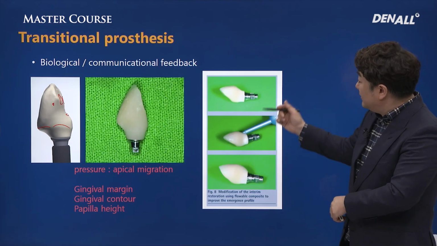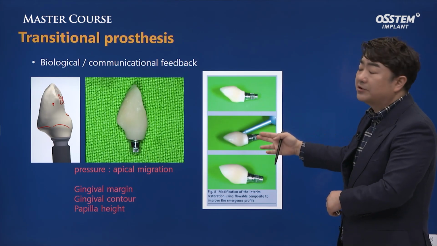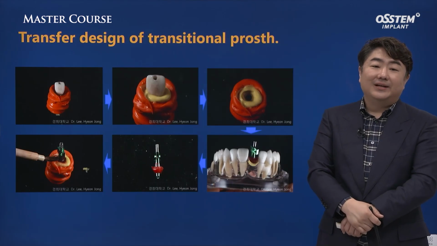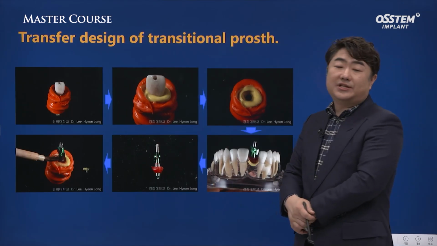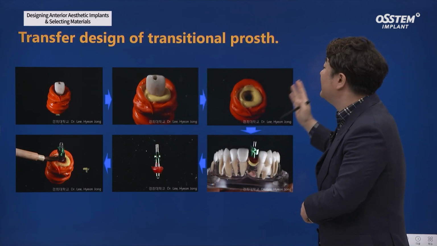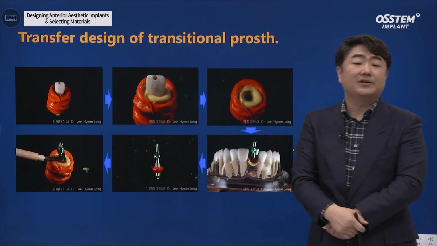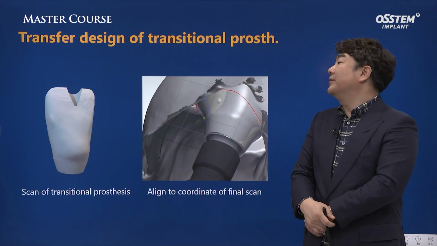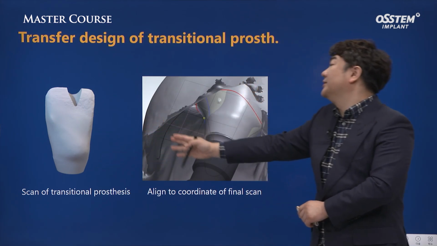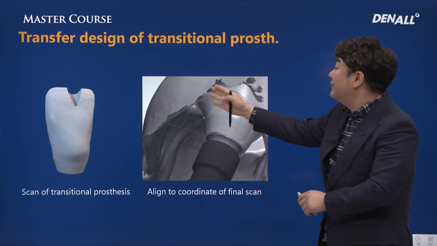As we all know, adding resin to the temporary is not a difficult thing. Once transitional prosthesis design has been complete, we need to get the same emergence profile with the final prosthesis as well. In the past, we would copy the lower part and make a custom impression coping. Using digital dentistry, you can scan transitional prosthesis and then align to coordinates of the final scan. Then you'll be able to reflect the design of a transitional prosthesis to final prosthesis very easily.